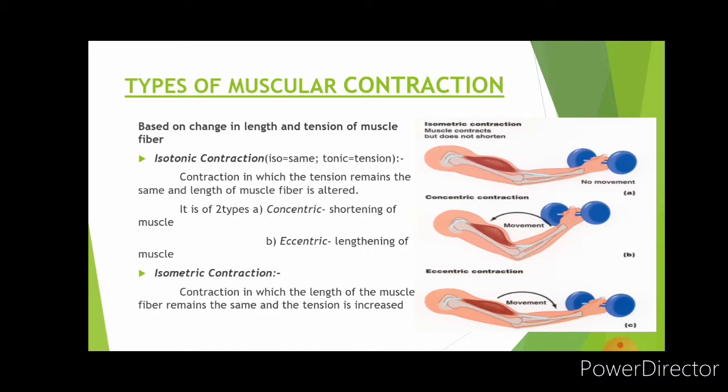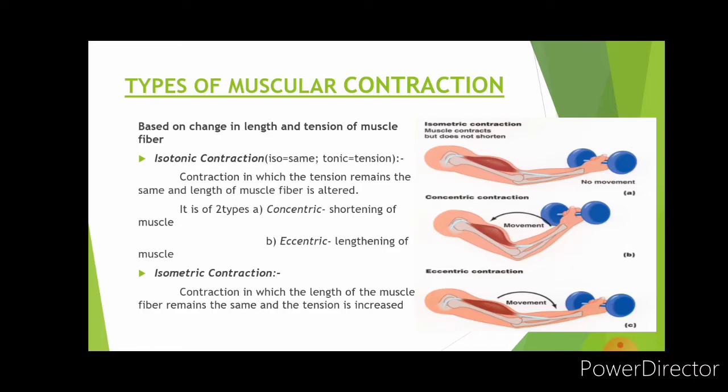Based on the change in length and tension of muscle fiber, it is of two types: isotonic contraction and isometric contraction. Isotonic contraction: iso, same, and tonic, tension. The contraction in which the tension remains the same and the length of the muscle fiber is altered. It is of two types: concentric and eccentric. The concentric contraction is the shortening of muscle and eccentric is the lengthening of muscle.